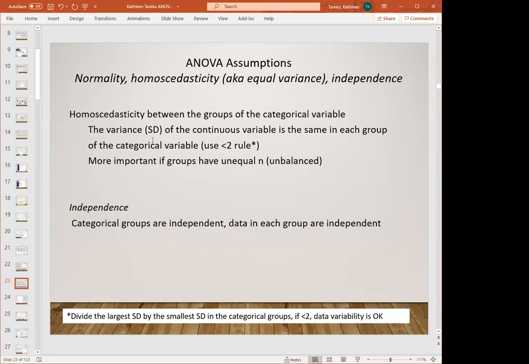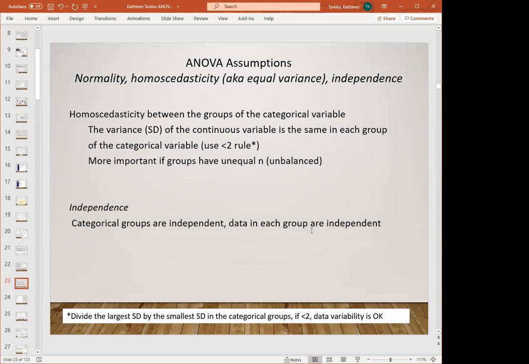I have a rule if I'm looking at just the standard deviations comparing the groups. I use what I call the less than 2 rule, which says you look at the standard deviation for each of your groups and you divide the largest standard deviation by the smallest. And if the largest is less than twice the size of the smallest, then we will assume homoscedasticity, and that data variation will not be a big problem, particularly since we know that the ANOVA is robust to deviations from some data variability.